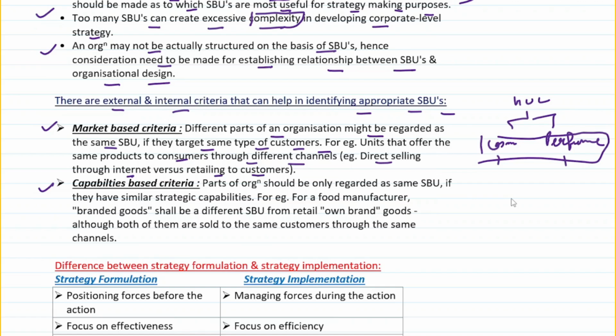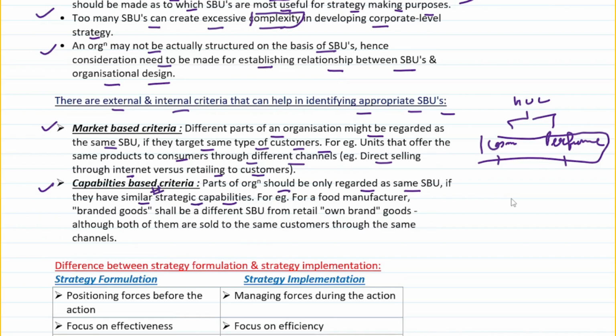The second one is capabilities based criteria. What does it say? It says parts of an organization should only be regarded as the same SBU if they have similar strategic capabilities. So you can categorize different parts of the organization into one SBU only and only if they have similar strategic capabilities. So the important words here are similar strategic capabilities, right? I hope you understand the difference between both.